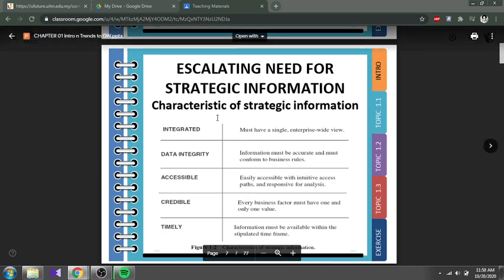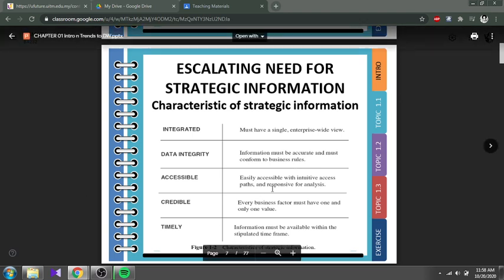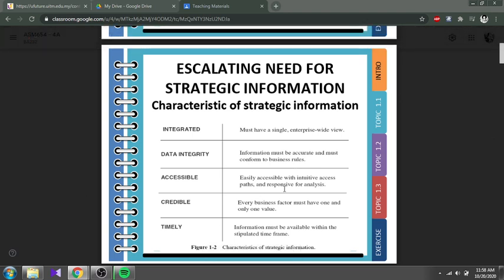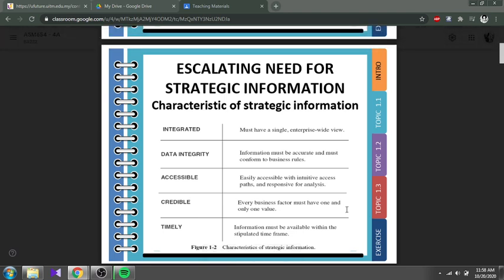There are several characteristics here. Integrated, like one place where everybody can access the same information, the same data. Data integrity must be accurate, must conform to business rules according to their standard procedure. Accessible, easily accessible with intuitive access paths and responsive for analysis, meaning they can reach this information or data wherever they are in the world, maybe. And credible, every business factor must have one and only one value.